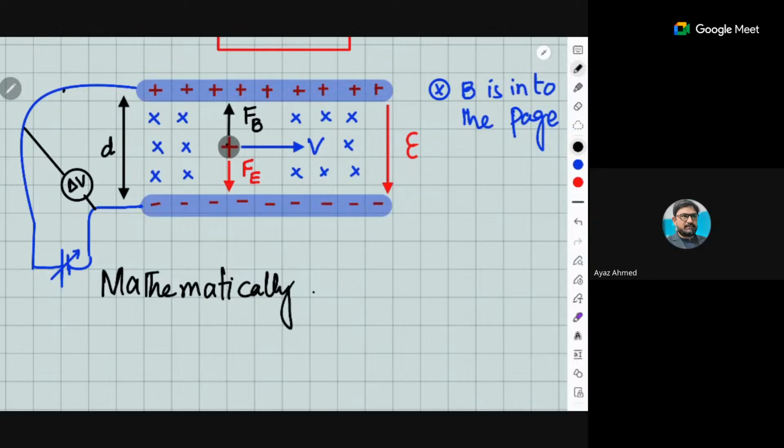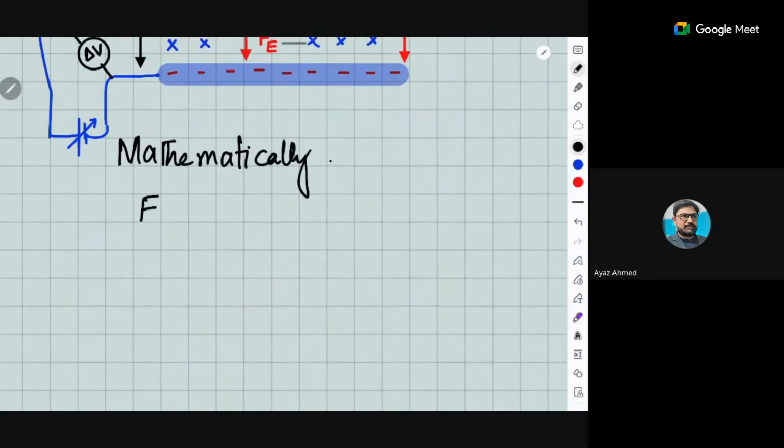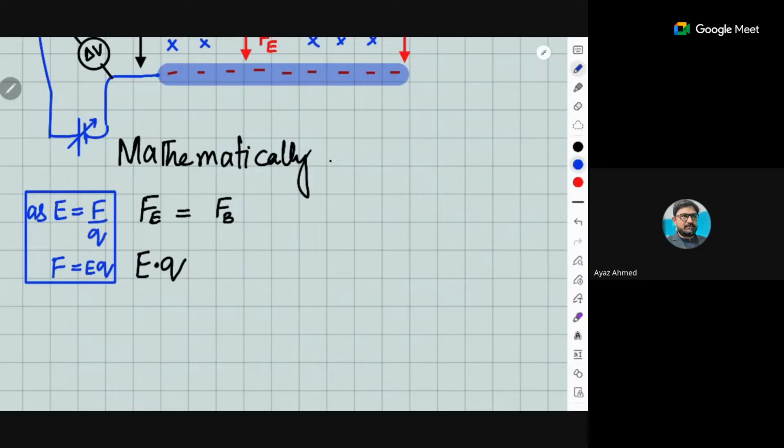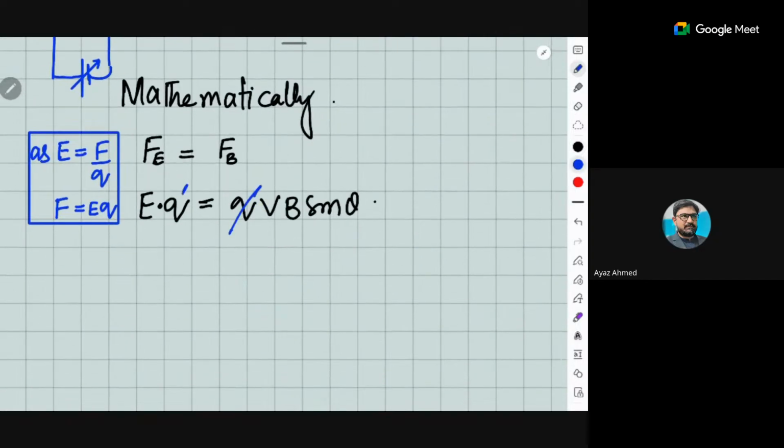Okay, is it clear to everyone? Now look, mathematically, F electric is equal to F magnetic, and F electric is equal to the electric field strength times the charge of the particle, because electric field strength is electric force per unit charge, so F equals E times Q. I have just used this background knowledge. This is equal to Q v B sin theta. Here your Q and Q will cancel, and you get E equals vB, where v is the velocity.